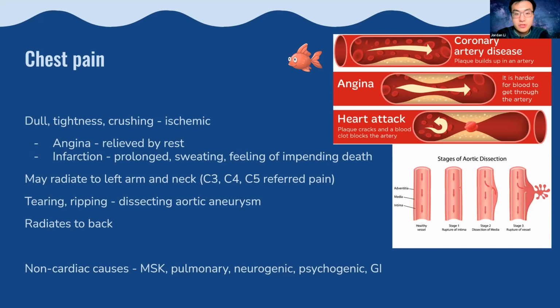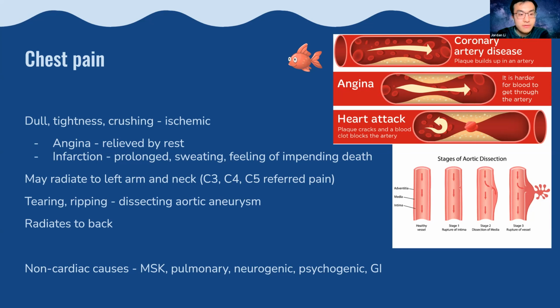Whereas if you have an infarction, the blood vessel supplying the myocardium is completely blocked off. And you'll have prolonged chest pain. You'll also get sweating, and a feeling of impending death, as it's often described. This may also radiate to the left arm and neck due to referred pain from the nerve roots C3, C4, and C5, which is the phrenic nerve.